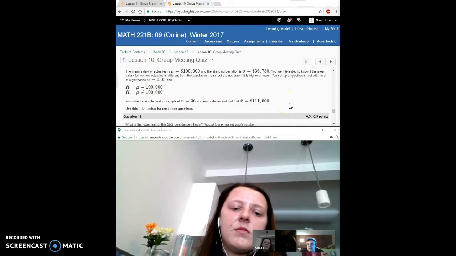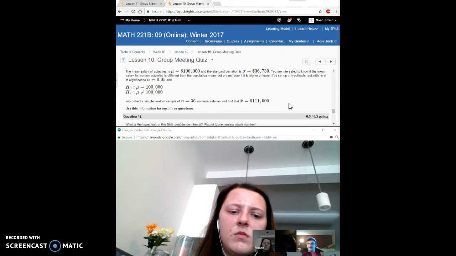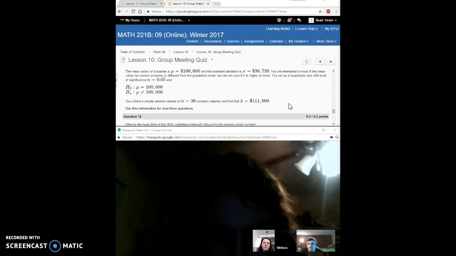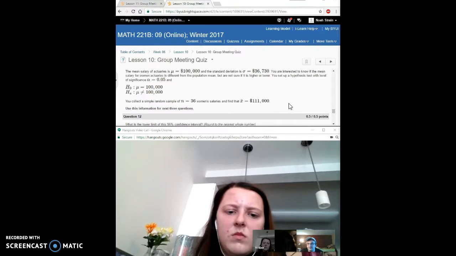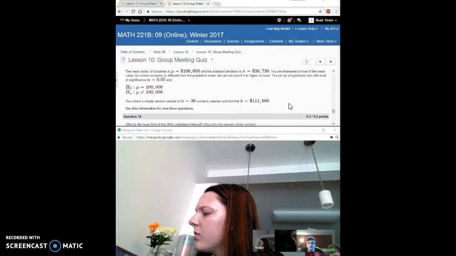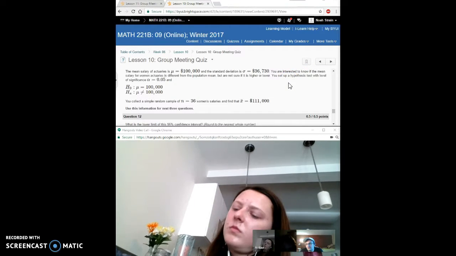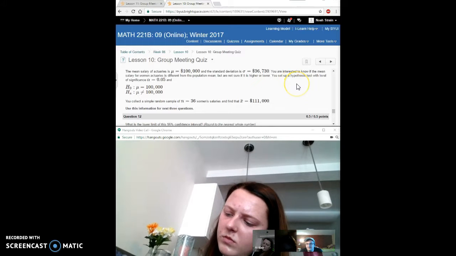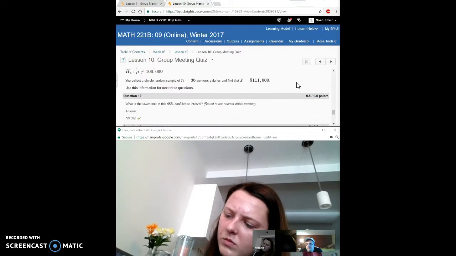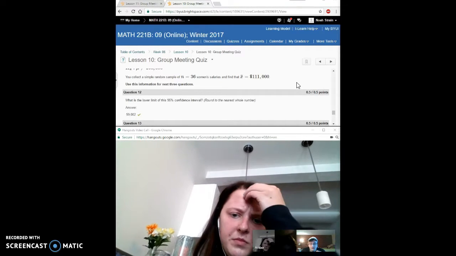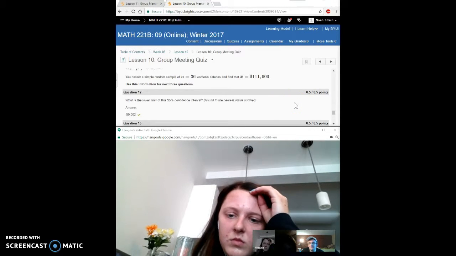The mean salary of actuaries in the population is $100,000, and the standard deviation is 36,730. We're interested to know if the mean salary for women actuaries is different from the population mean. But we're not sure if it's higher or lower, so we set up a hypothesis test with a significance level of 0.05. We have our two statements there, our null hypothesis and our alternative hypothesis. Our sample size is 36, and our mean is $111,000. So what is the lower limit of this confidence interval?